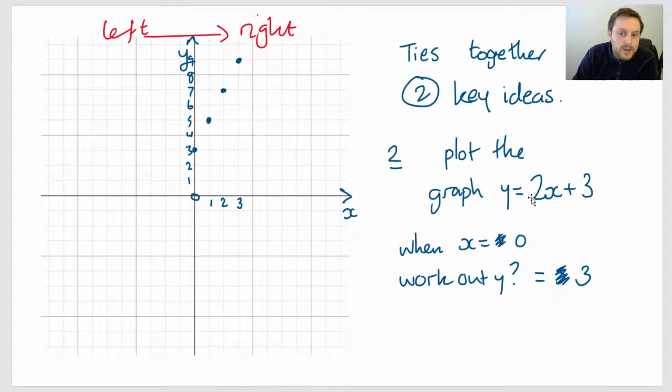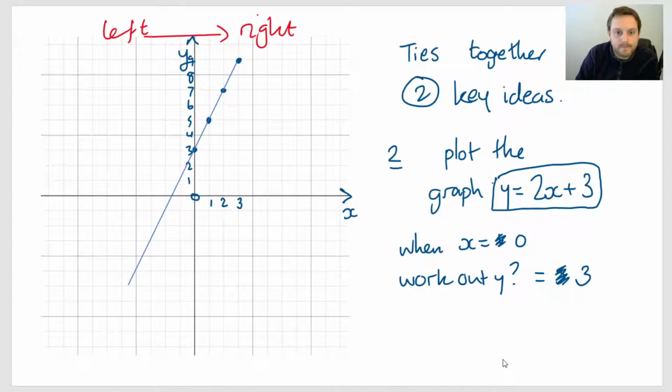And then what you'll see is that this sort of formula, with y the subject and just something with an x in it, maybe plus a number, is always going to give you a straight line. It will always give you a straight line because what you can now do is just join these up. And there you go, you've plotted it, fantastic. It goes through all the coordinates that satisfy this equation.